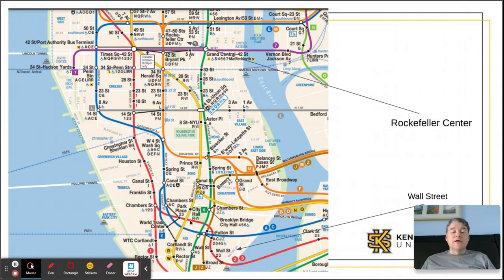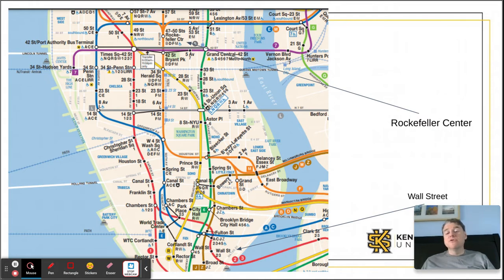If I follow the red line north, you'll notice that even if I never got off at Times Square, the very next station is 50th Street. And if I look at this map, it looks like 50th Street is actually the street that Rockefeller Center is on. So I'm only actually a block and a half away from Rockefeller at that point. So one valid solution might have been just take the red line north, go to 50th, get off and walk a block and a half.